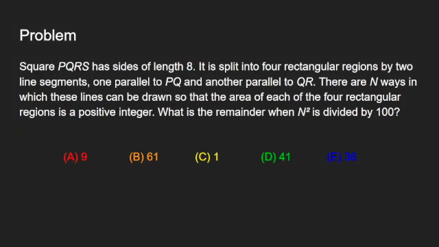What is the remainder when n squared is divided by 100? So, okay, choices are A, 9, B, 61, C, 1, D, 41, and E, 36.